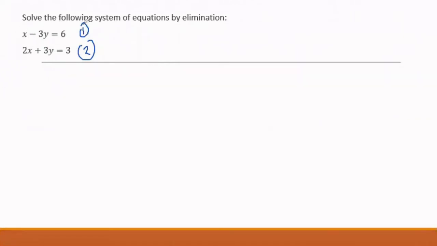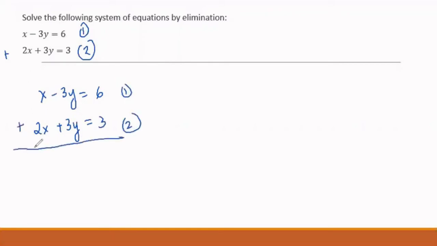So if I take equation 1 and I add equation 2, so I've got x minus 3y is equal to 6. I'm just going to rewrite them so I can circle and scribble on them and not ruin the originals. Equation 1 and equation 2. What I mean by adding the two together is I'm going to add everything on the left-hand side of the equal sign and everything on the right-hand side of the equal sign.